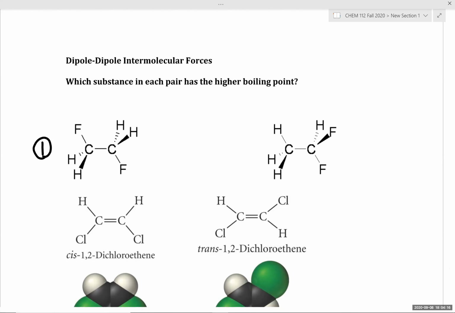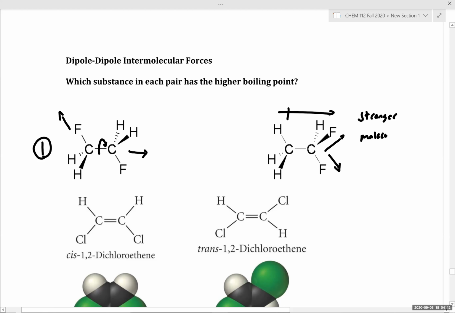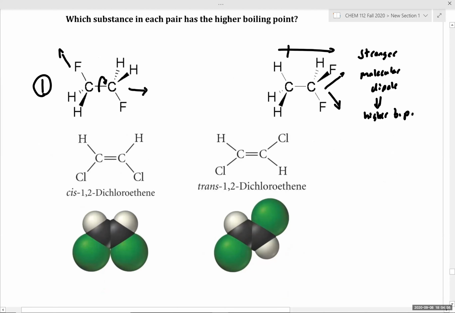And you really want to consider vectors. If we think about our two bond dipoles in this molecule, they're pointing in almost opposite directions. In the second molecule, both of our bond dipoles are generally pointing in the same direction. Since this second molecule has a stronger molecular dipole, it in turn would have a higher boiling point. Now, this second example is really cool because we've seen it before, right?